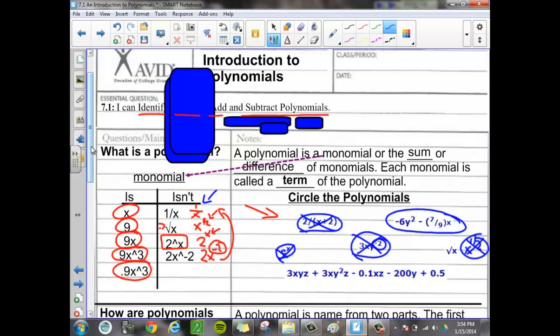Let's look at this bottom one. We've got to look at each of these terms down here. Do any of these terms have a variable in the exponent, or a negative exponent, or what else? An exponent with a fraction in it. I don't see those in any of these. So this would actually be a polynomial. And that's how you determine if it's a polynomial or not.